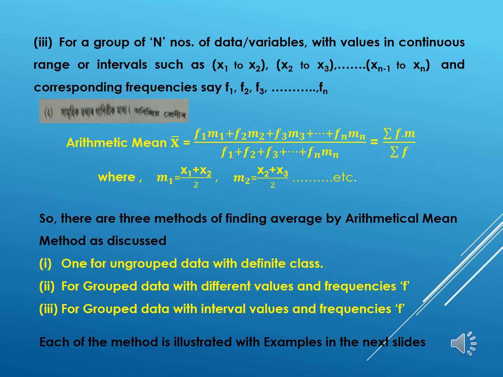So in this method, we first take the average of the data series, then we multiply it with the corresponding frequency, and then we add and divide by the summation of the frequencies. So there are three methods of finding average by arithmetical mean method as discussed. One for ungrouped data with definite class, another for group data with different values and frequencies f, another for group data with interval values and frequencies as shown above. Each of the method is illustrated with examples in the next slide.